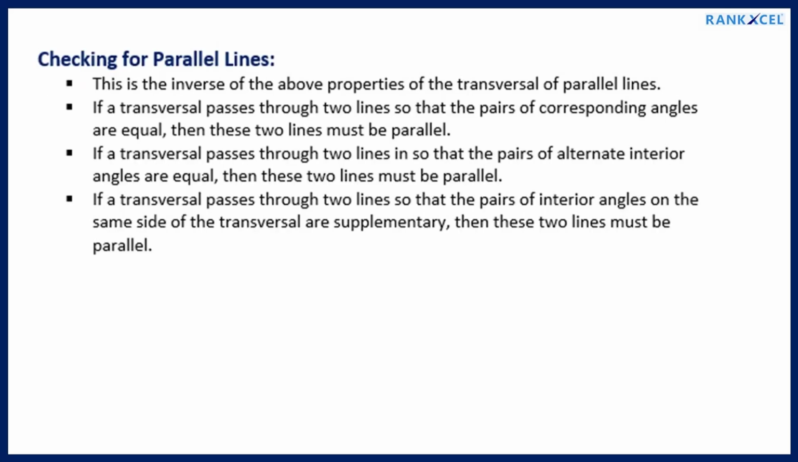Checking for parallel lines. This is the inverse of the above properties of the transversal of parallel lines. If a transversal passes through two lines so that the pairs of corresponding angles are equal, then these two lines must be parallel. If the pairs of alternate interior angles are equal, then these two lines must be parallel. If the pairs of interior angles on the same side of the transversal are supplementary, then these two lines must be parallel.